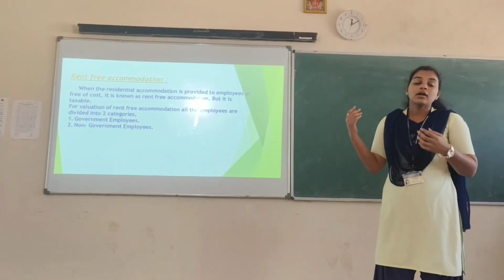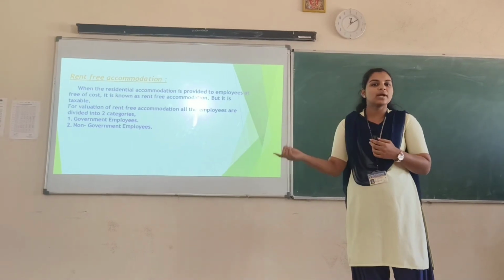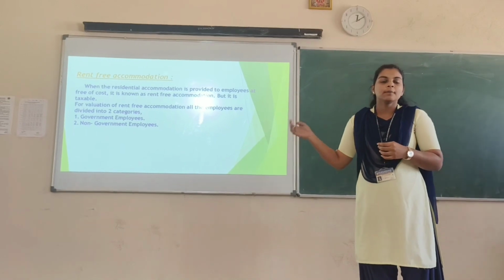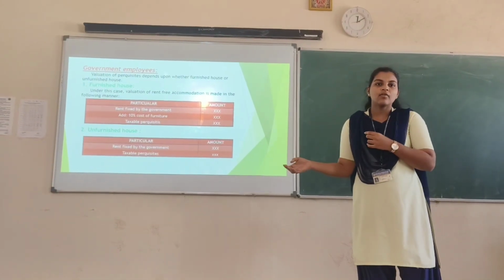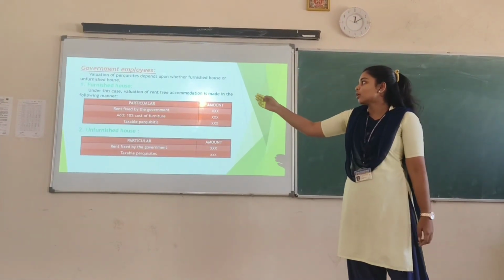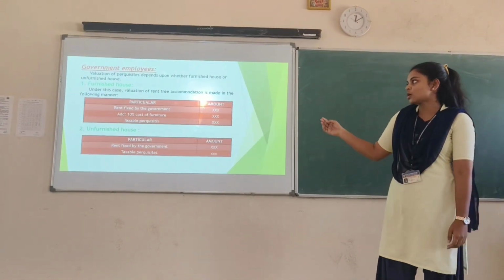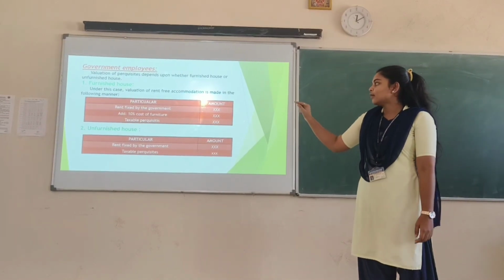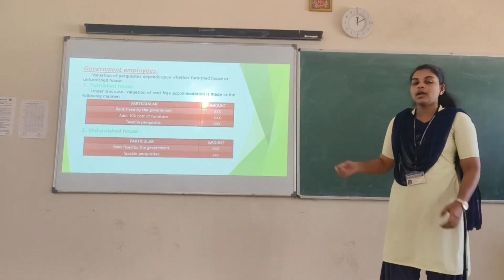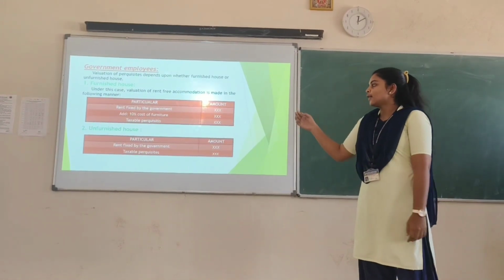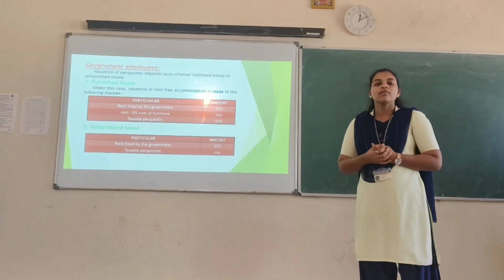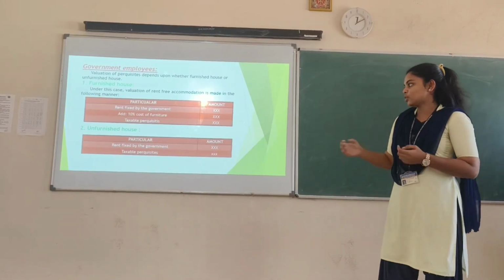So there are two categories: one is government employees and another is non-government employees. Under government employees, that is, employees of the central government and state government, there is a format based on furnished and unfurnished house. For a furnished house, the rent is fixed by the government, then we add 10% of the cost of furniture, and then we get the taxable perquisite. For an unfurnished house, the rent is fixed by the government, and then we get the taxable perquisite.